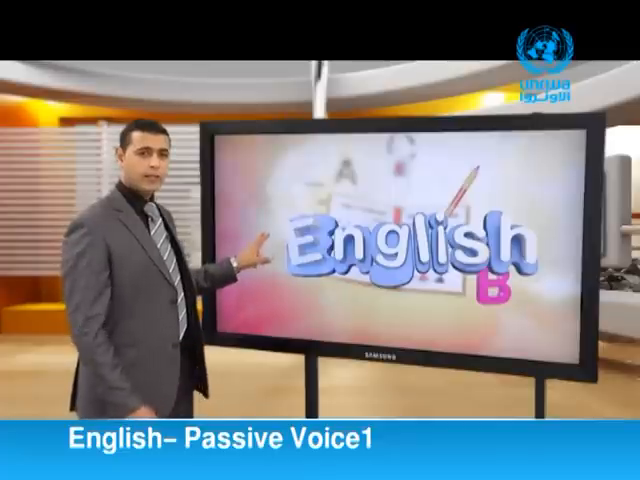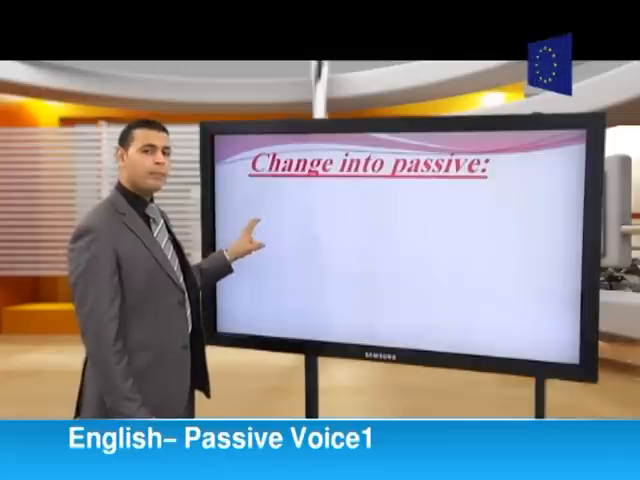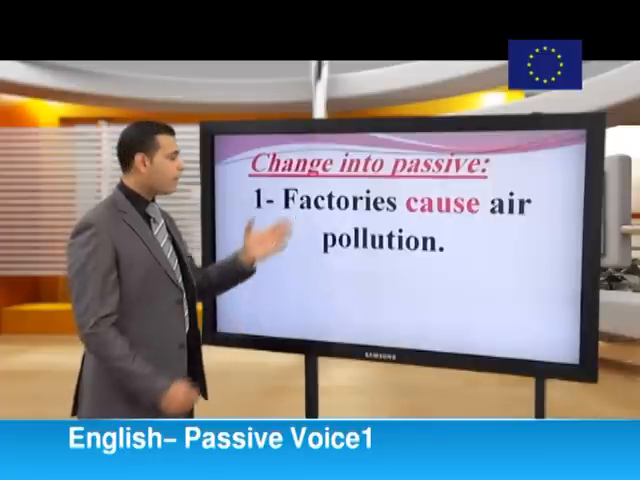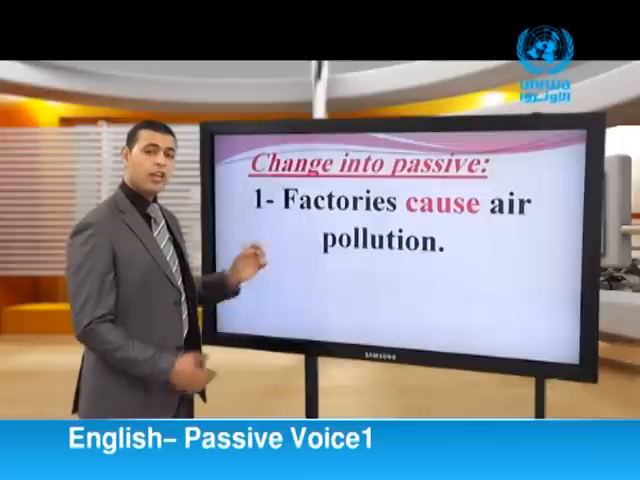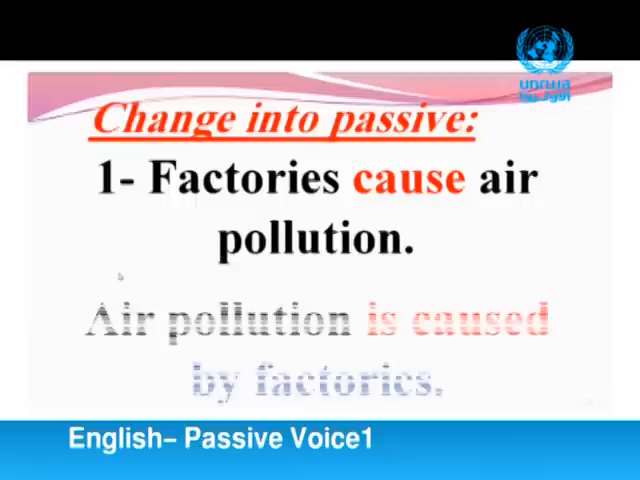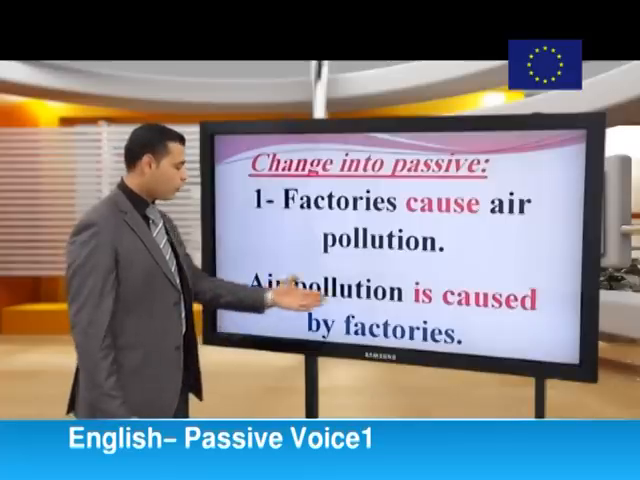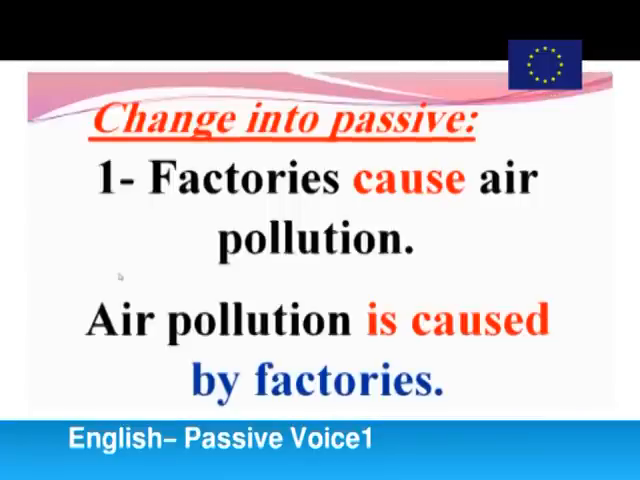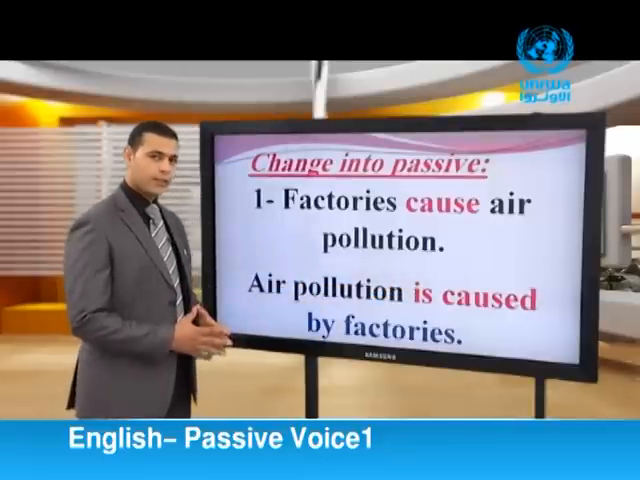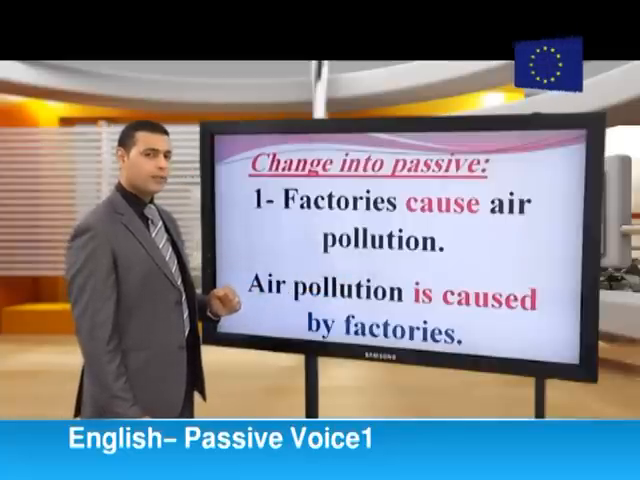Welcome back. Now, dear students, let's practice what we have talked about so far. Change into passive. Number 1, factories cause air pollution. Let's look here. Air pollution is caused by factories. Air pollution is a singular subject, so we used is. The past participle of the verb cause is caused, then by factories. Let's read it for the last time. Air pollution is caused by factories.